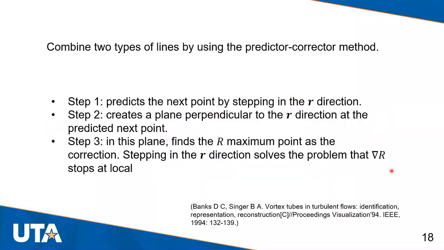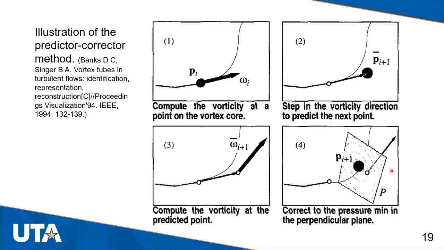The solution is to combine these two lines together. So we use the predict and correct method. This method was first proposed by Banks and Singer, and in their original paper, they use vorticity and pressure, and now we replace vorticity and pressure with Liutex and the Liutex magnitude. So let's look at the figure. These figures are from Banks' paper.